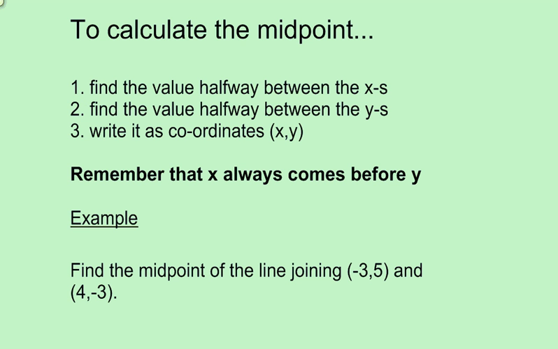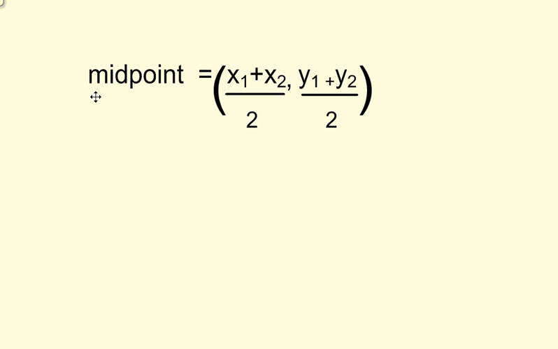To calculate the midpoint, we have to find the halfway point between the x's and between the y's, and then write it as a coordinate, x and y. But you have to remember that x always comes before y. So to find the midpoint of the line joining -3, 5 and 4, -3, we have to use the formula.